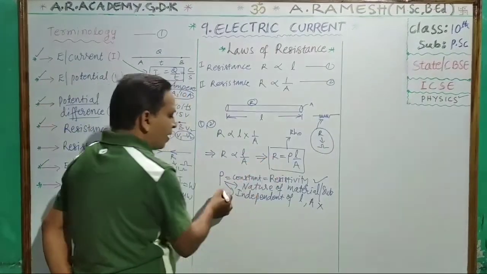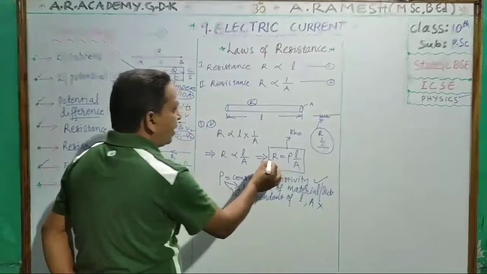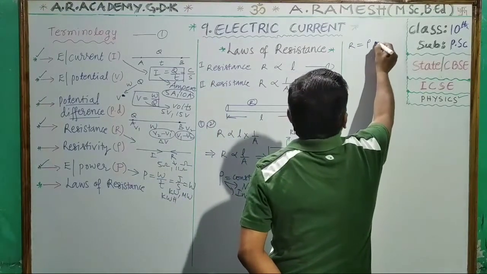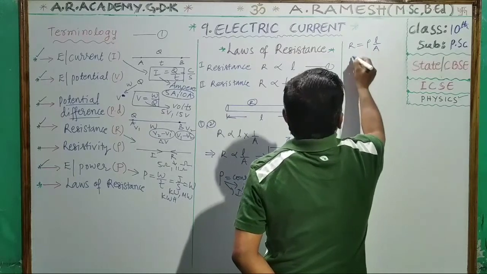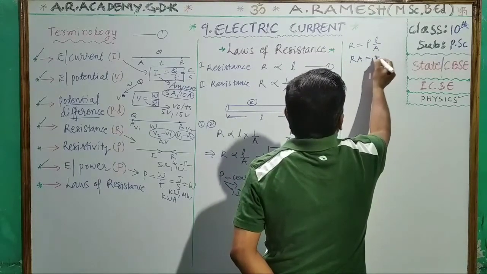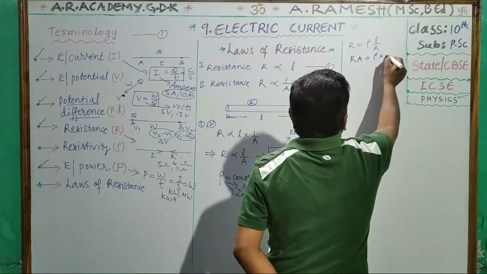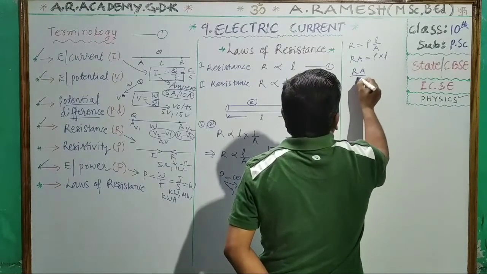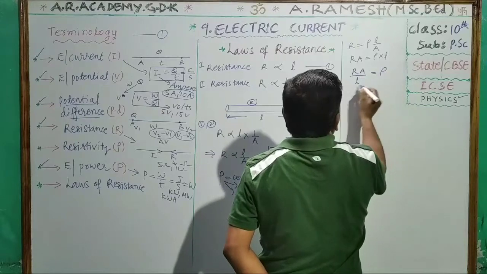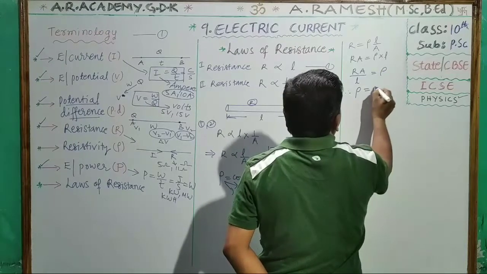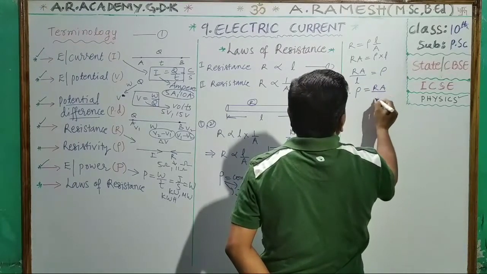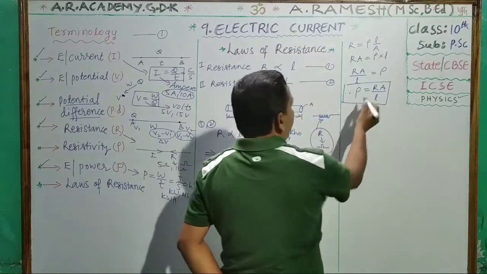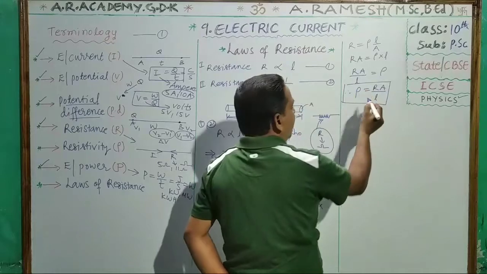So from this we can write the rho formula. How do you write the rho formula? R equals rho into L by A. A brings this side: RA equals rho into L. L brings this side: RA by L equals rho. Therefore, rho equals RA by L. This is the rho formula, the resistivity formula, and it depends upon the nature of the material.